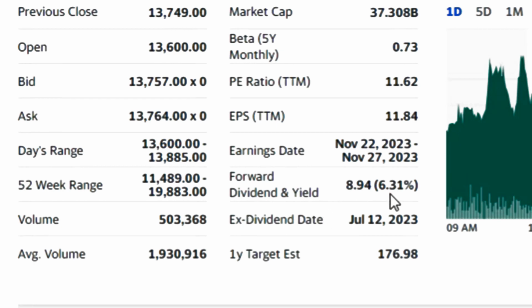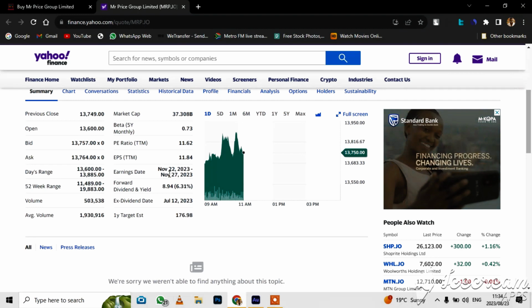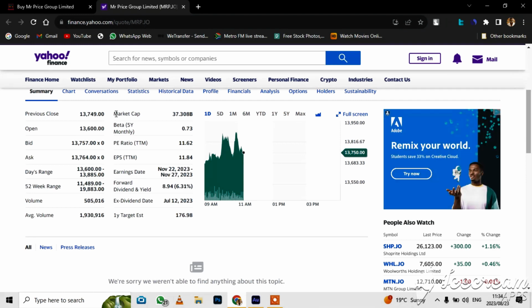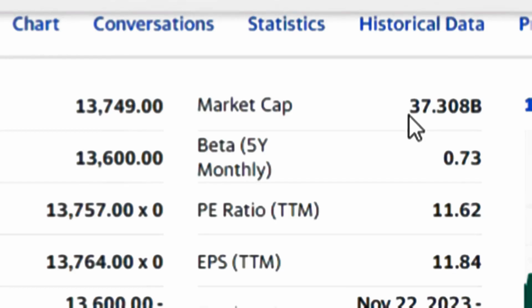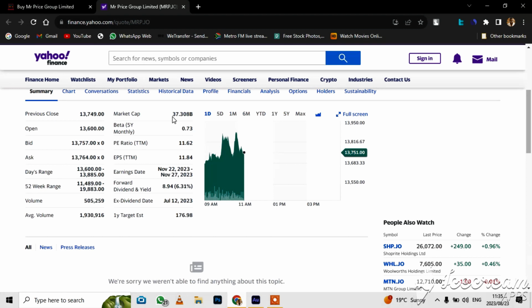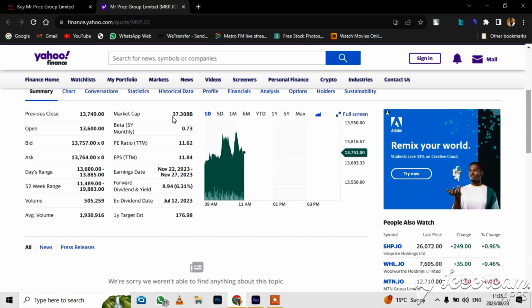And let's check the dividend dates. Ex-dividend date is 12 July, which is last month, and the ending dividend date is November. It looks like Mr. Price also pays dividends every 4 months, from July to November, which is the ending date. I also like to check the market cap of the company. Okay, guys, Mr. Price market cap is 37.008 billion. That's how much this company is worth. That's how much this company has raised. That's how much this company has made along its existence.